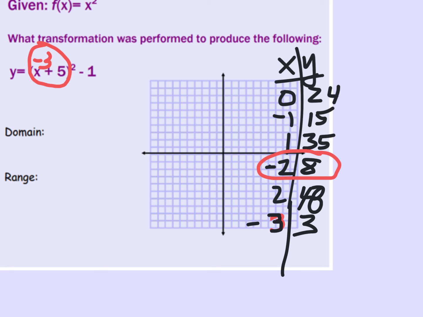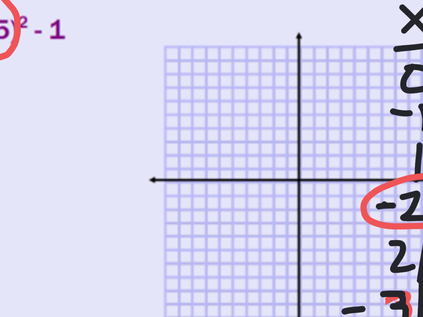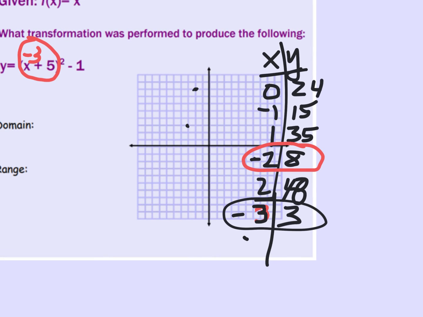If I put a bunch of dots now on the page, all I got to do is put a bunch of dots and then play connect the dots. It's really not that hard. -2, 8. Go to -2 and then go up 1, 2, 3, 4, 5, 6, 7, 8. There's a dot right there. The next one was -3, 3. And I don't have that many dots yet. Well, then I should probably keep going.